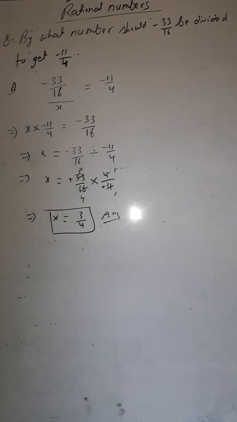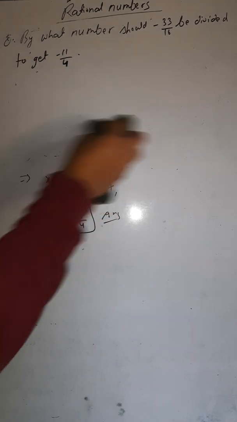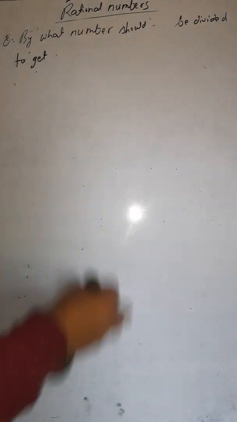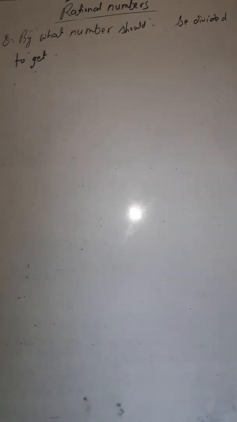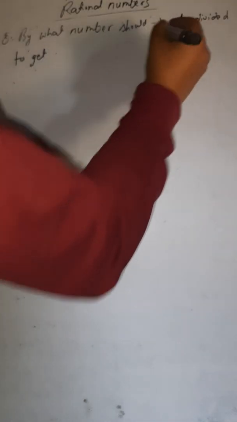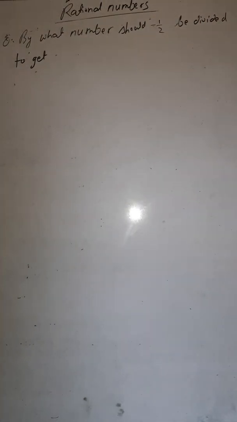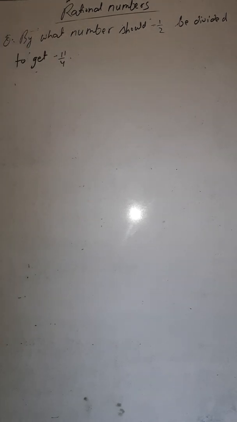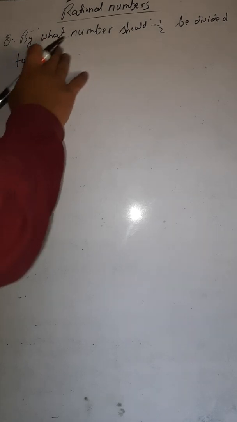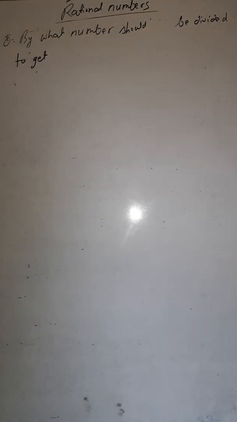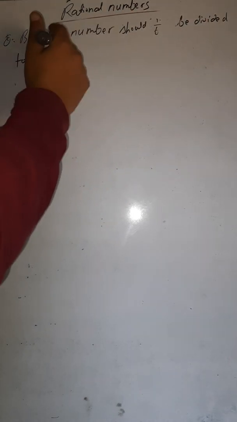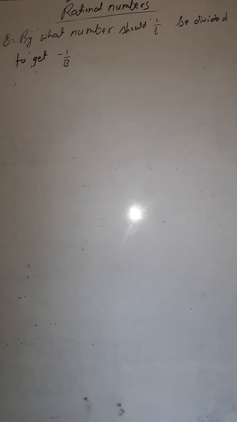Some similar questions again I am going to give you. First you note it down. If you have noted, write down the question. By what number should minus 1 by 2 be divided to get minus 11 by 4? This is the next question. Write down. If you have written, one more question. By what number should 1 by 6 be divided to get minus 1 by? Okay, this is the next question.